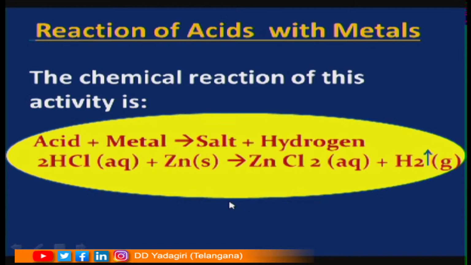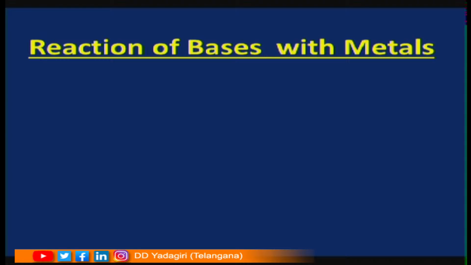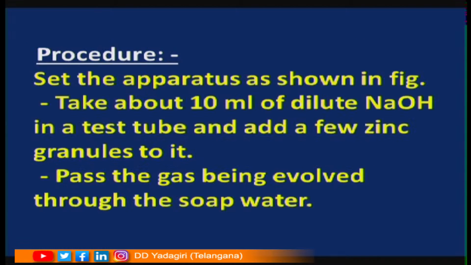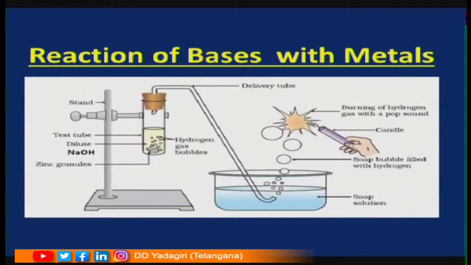Now, let us see the reaction of bases with metals. What are the materials required? The same materials: test tube, delivery tube, glass trough, candle, soap water. Instead of dilute HCl, here we will take NaOH solution. Now, the same procedure, instead of dilute HCl, we add dilute NaOH solution. The experimental setup is also the same. We are taking dilute NaOH solution instead of HCl.